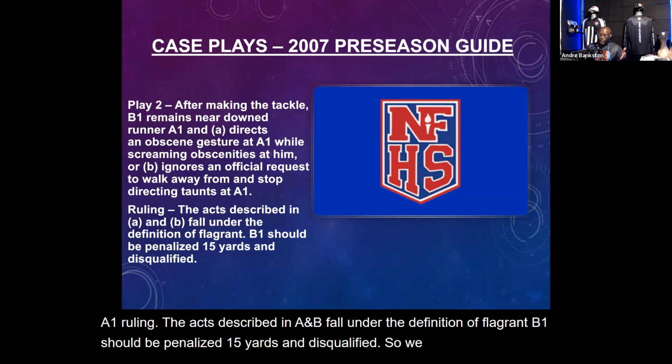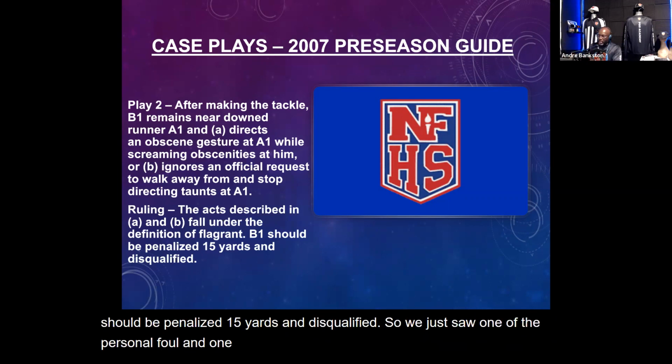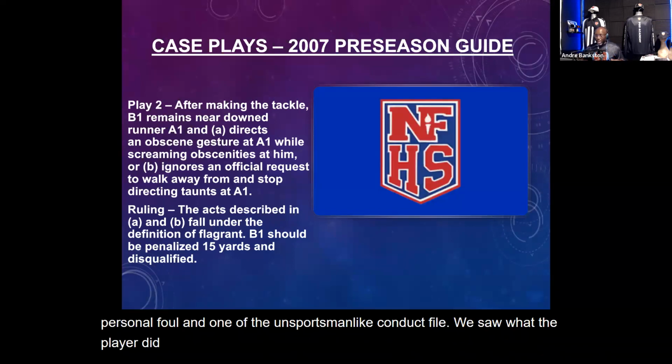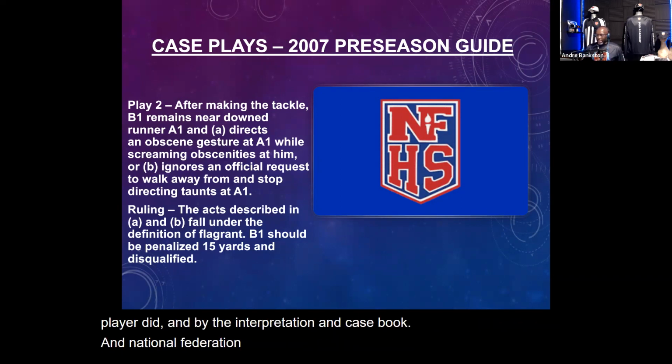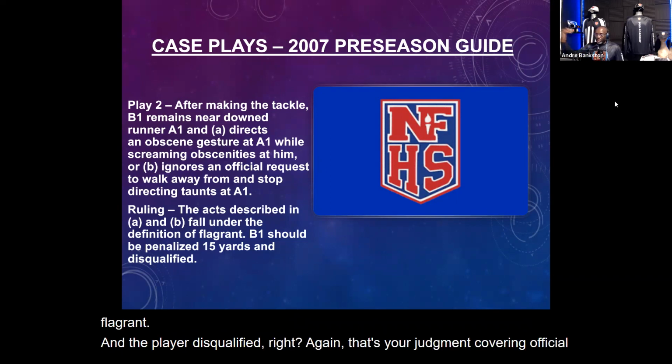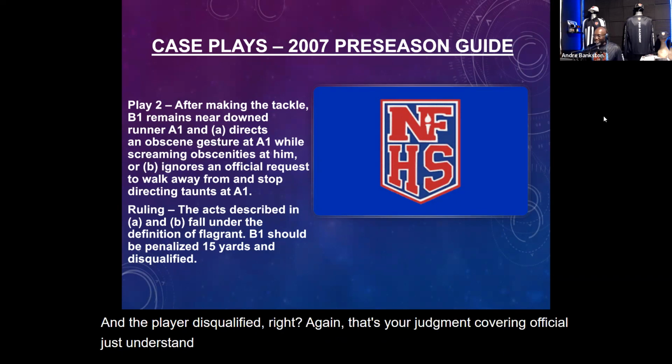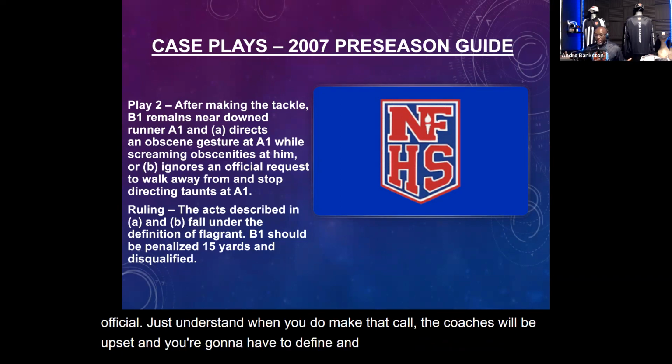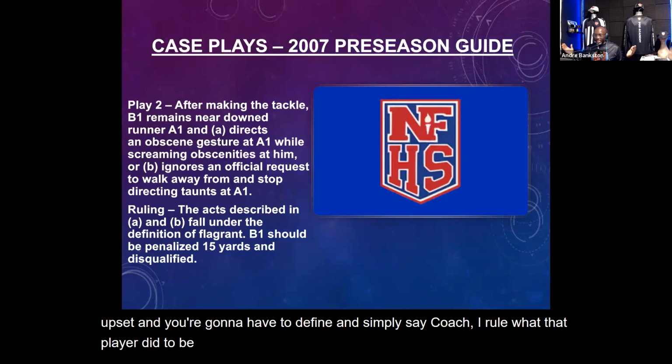So we just saw one as a personal foul and one as an unsportsmanlike conduct foul. We saw what the player did, and by the interpretation in the case book, the National Federation in high school says it should be defined as flagrant and the player disqualified. Right? Again, that's your judgment, covering official. Just understand when you do make that call, the coaches will be upset, and you're going to have to define it and simply say, Coach, I ruled what that player did to be flagrant, and that's it.